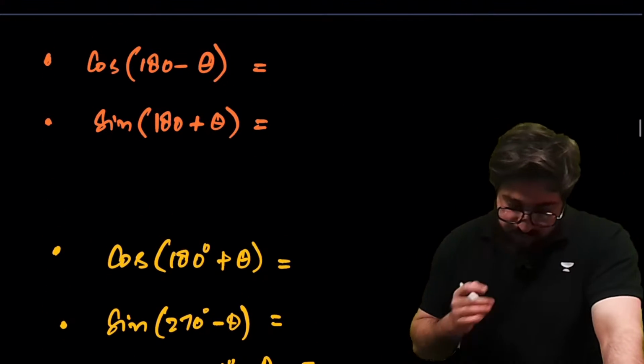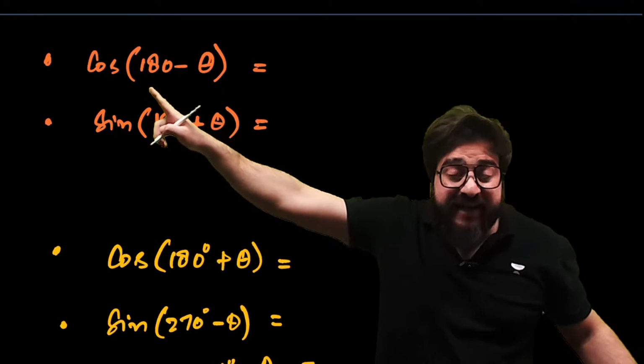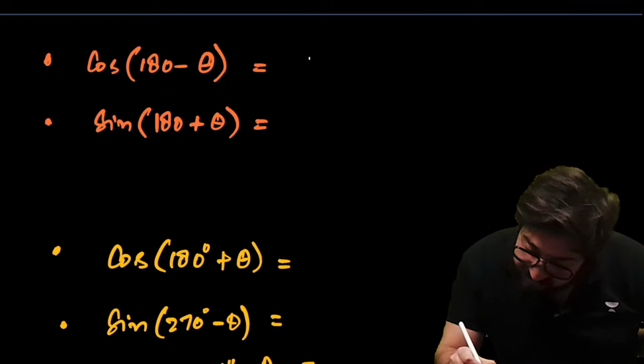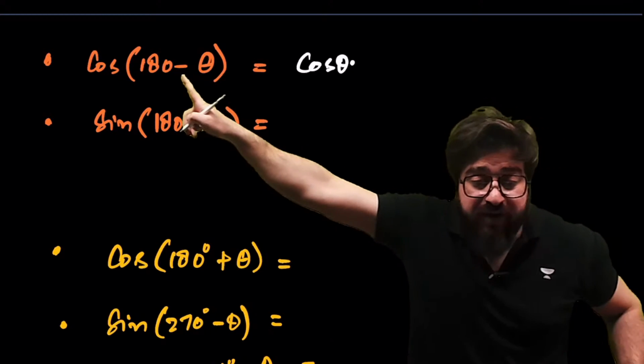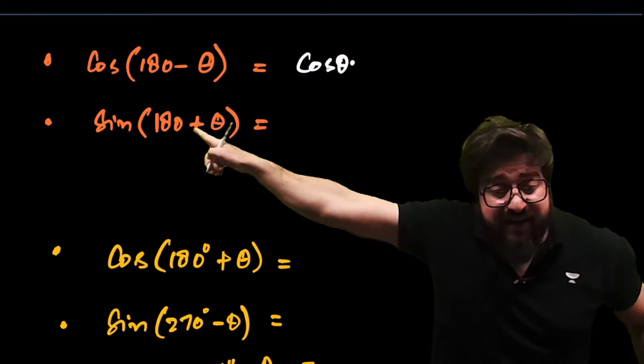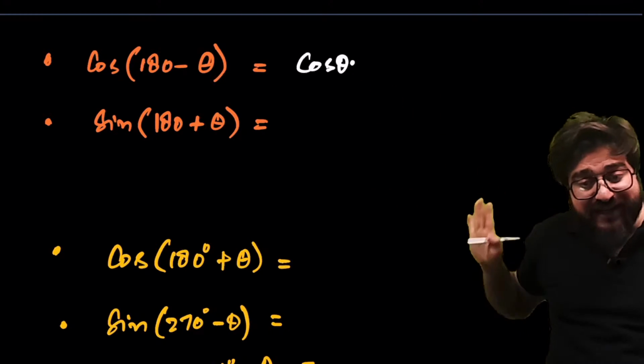Similarly, if I see over here, cos of 180 minus theta. Sir, whenever we say 180 or 360, it will remain cos only. It will not change the function. But if we see over here 90 minus theta, 270 minus theta, that will change the function. So it will remain cos theta only.